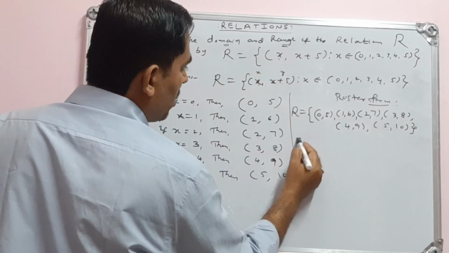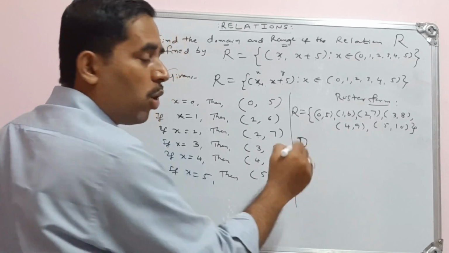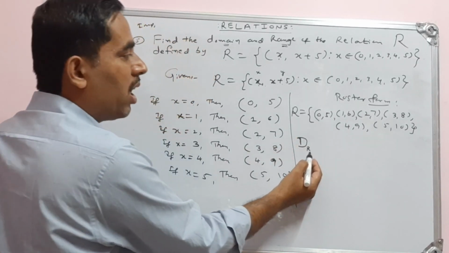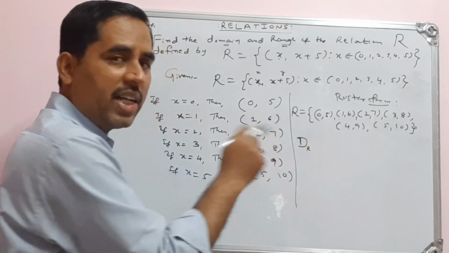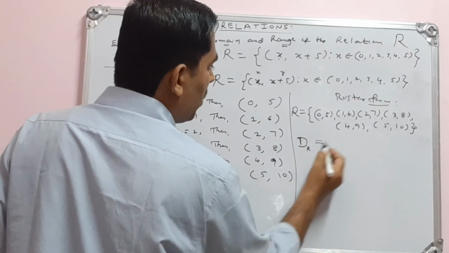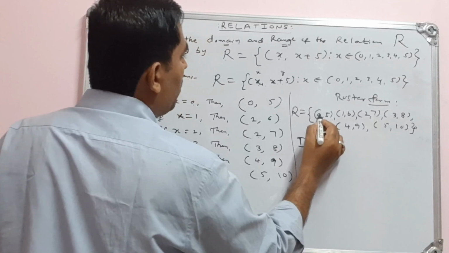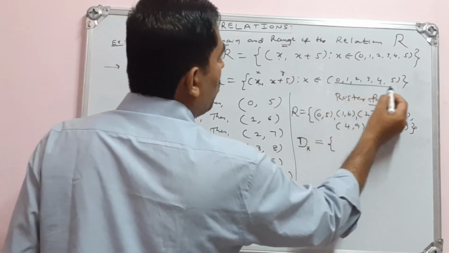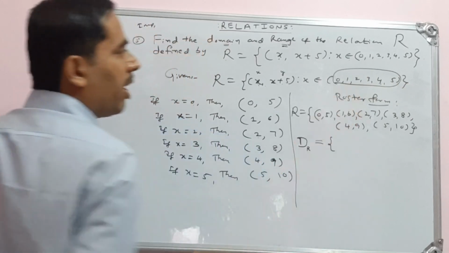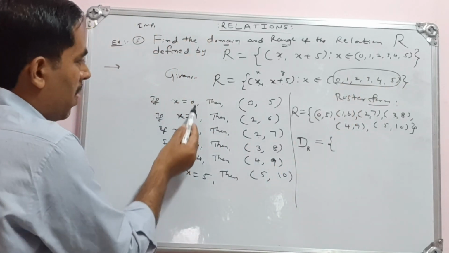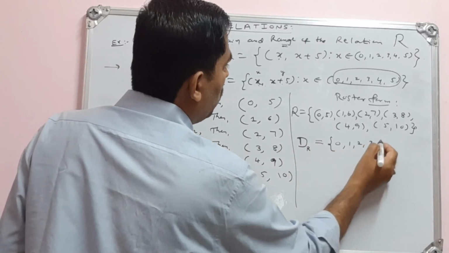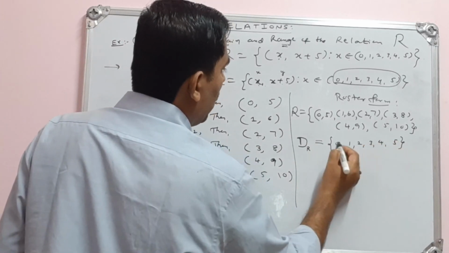Domain of the relation, we can write D with a suffix, otherwise simply write D equals. What are the first elements here? 0, 1, 2, 3, 4, 5. Observe here, this is the domain. Domain means the values of x we have given; that itself is the domain: 0, 1, 2, 3, 4, 5.